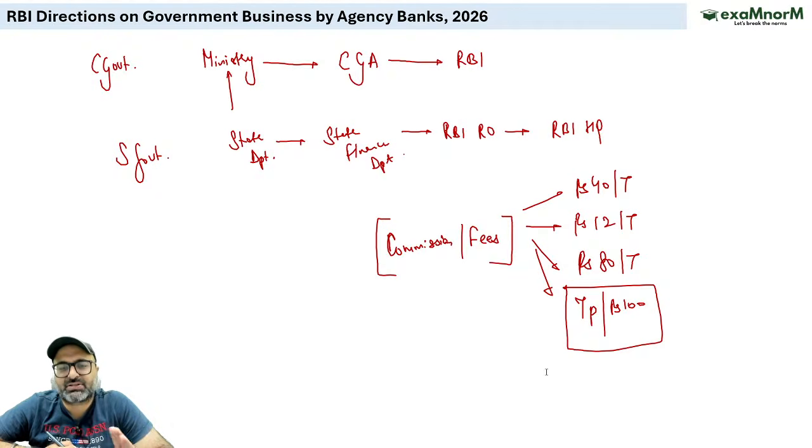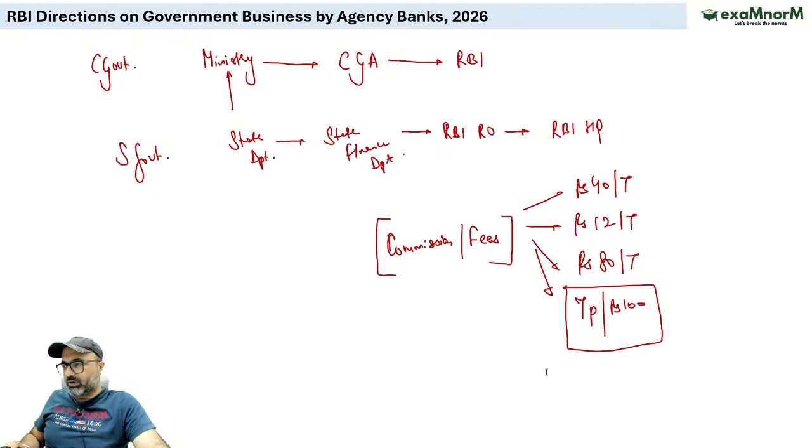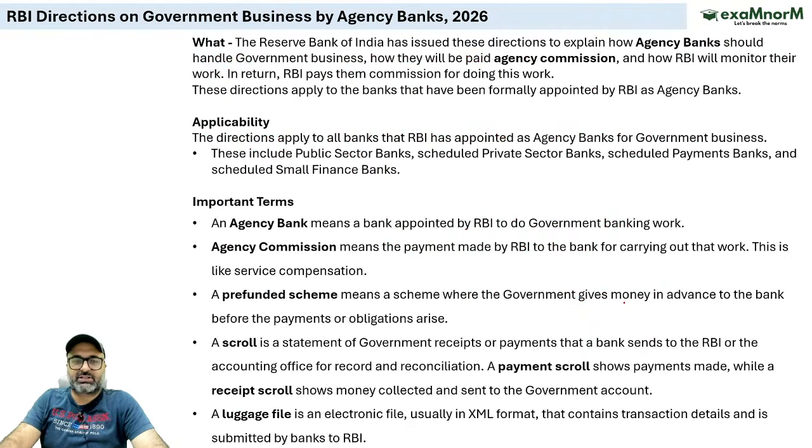State government transactions you have to submit monthly, on the 5th of the next month. For central government transactions, if the delay is greater than 90 days, then prior approval is required. Okay. In case of commission, I have given you the answer. I guess the main points that I remembered, I have told you. Now let's read the complete directions, and things will become clearer.